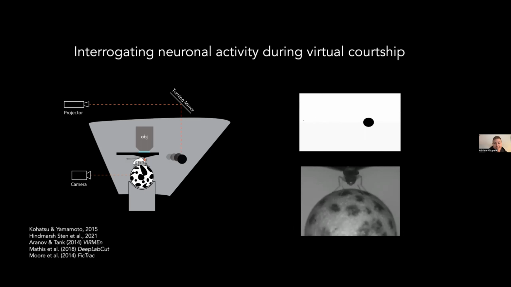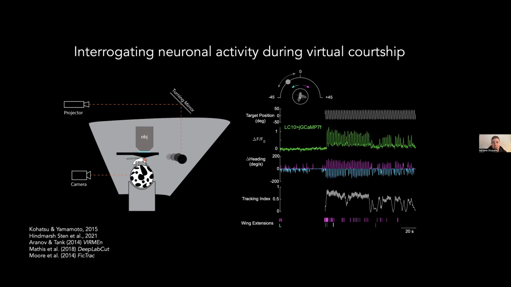So from this system, I can collect a very rich set of data, and they look something like this. What I'm showing you here is that the target is turning on at this time point, and from here on, I've recorded with GCaMP, a calcium indicator, the activity of LC10 visual neurons. You can see that they turn on when the target turns on. And not only that, they're on specifically when the male is turning left and right and tracking that target.